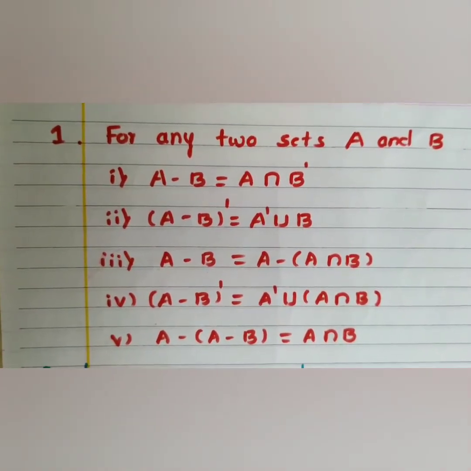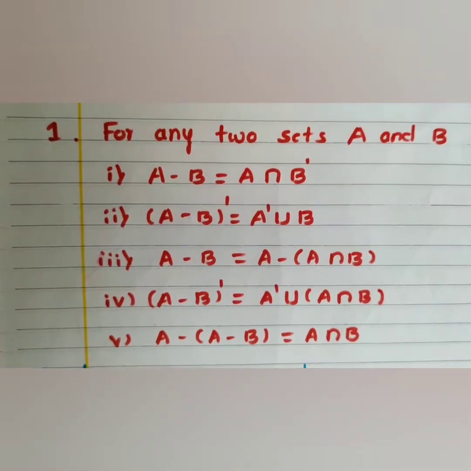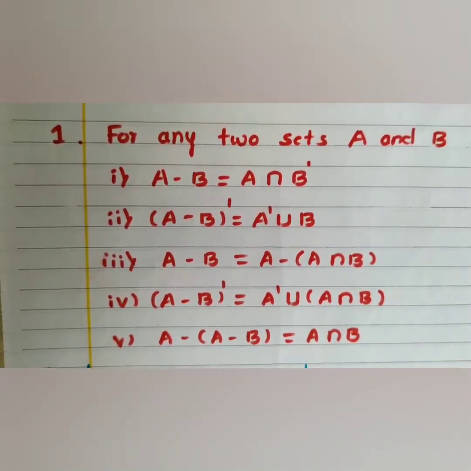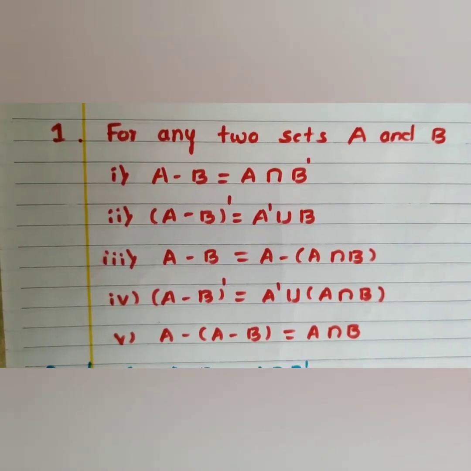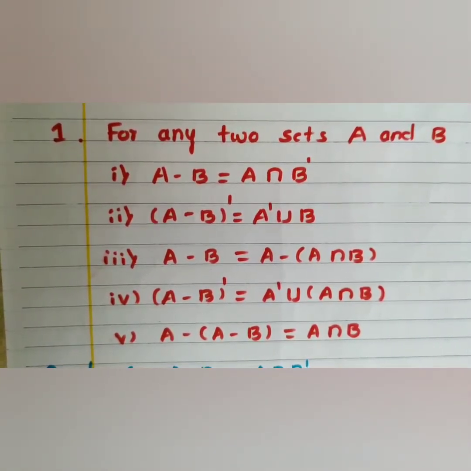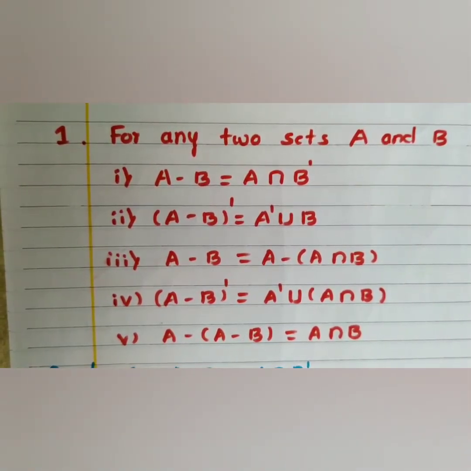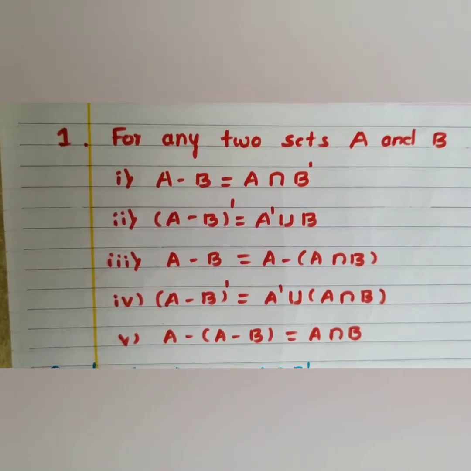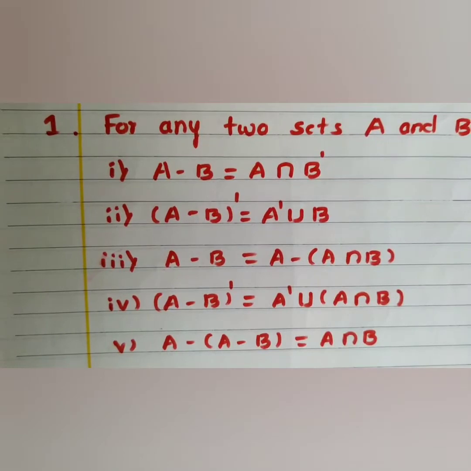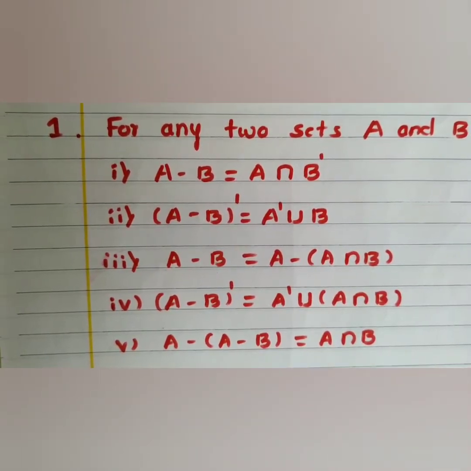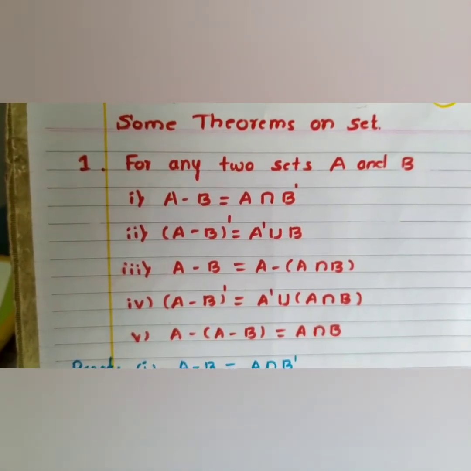Next, one more result on A minus B. The third one: A minus B is equal to A minus of A intersection B. The fourth one: complement of A minus B is equal to A dash union A intersection B, or we can say complement of A union of A intersection B. The fifth result: A minus of A minus B is A intersection B. So we consider these as some theorems on sets.